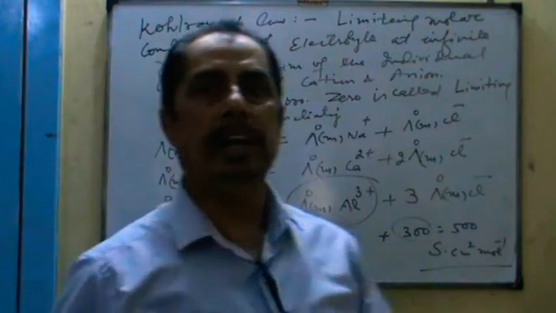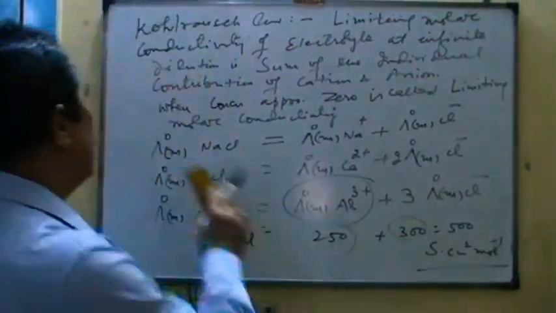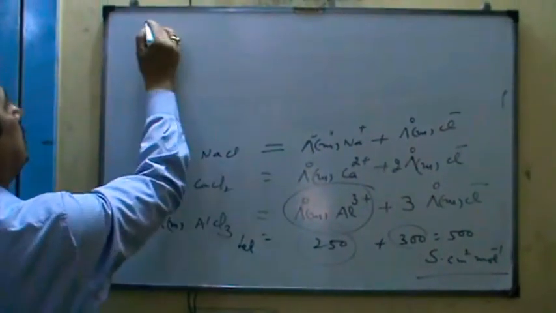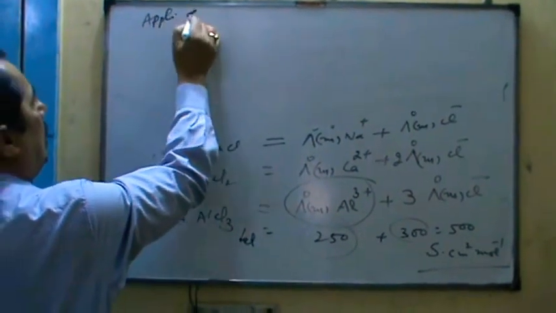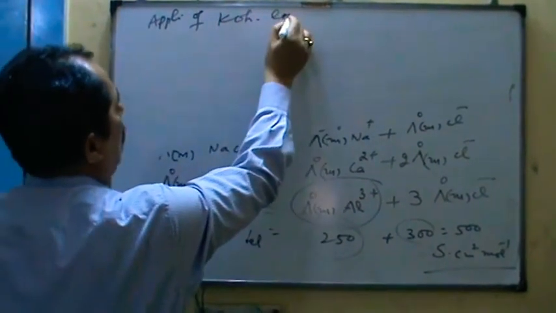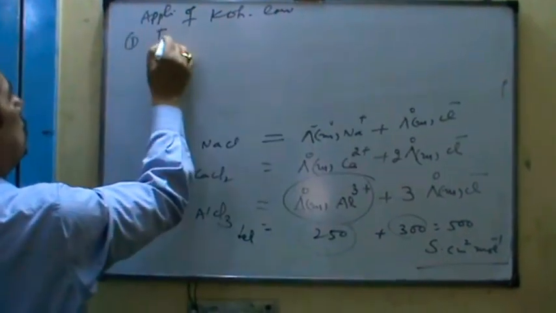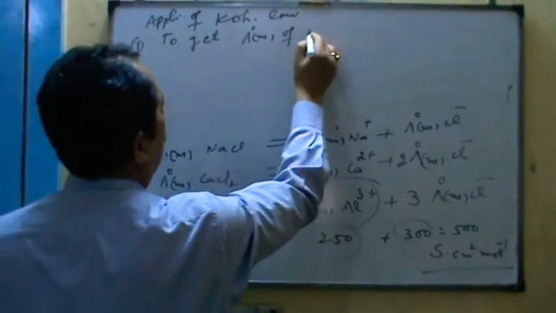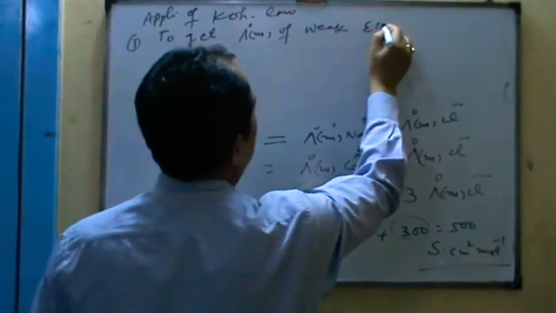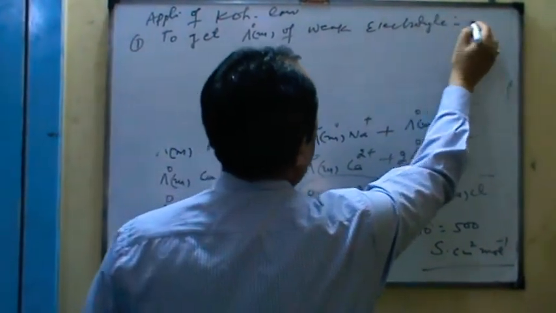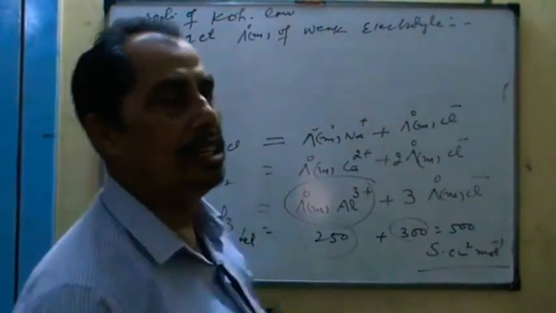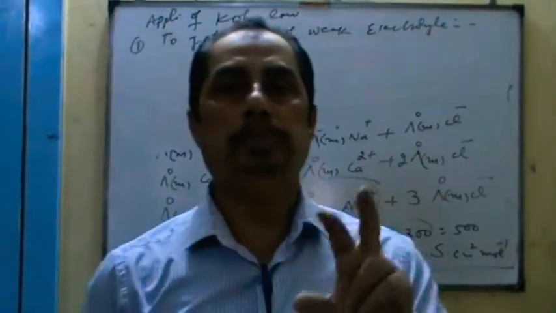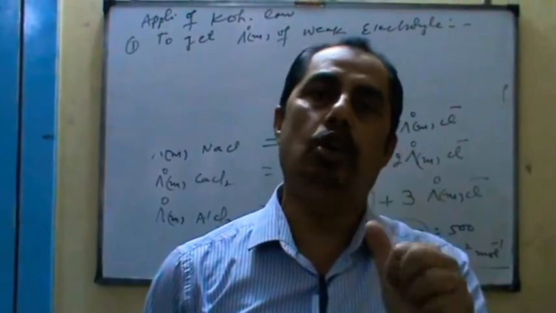The very important part is the applications of the Kohlrausch law of independent migration of the ions. The first application of Kohlrausch law is to calculate the limiting molar conductivity of a weak electrolyte. To get the weak electrolyte, we have to select 3 strong electrolytes. Out of 3, 2 common ions are added and the 3rd uncommon is subtracted.